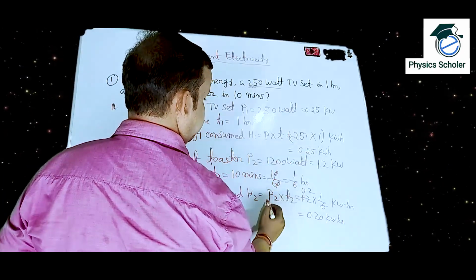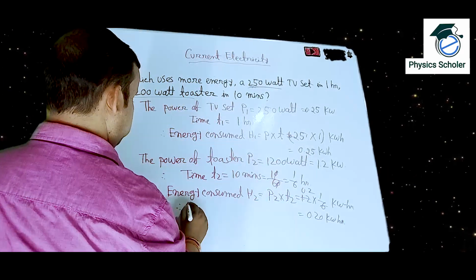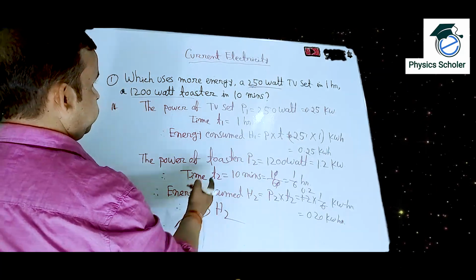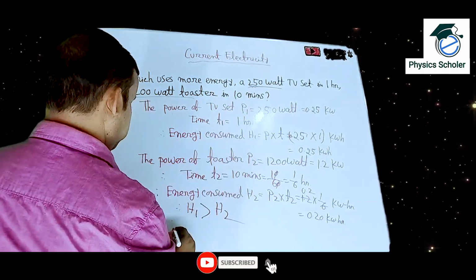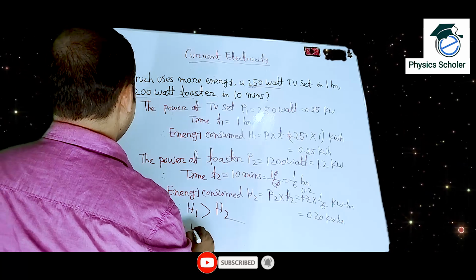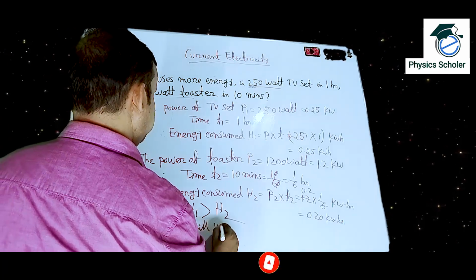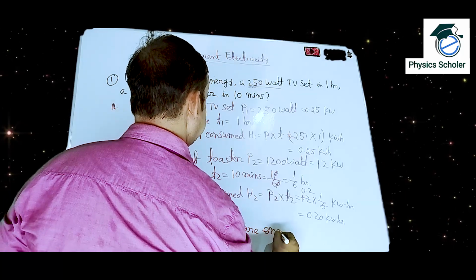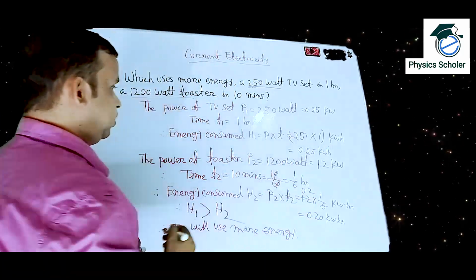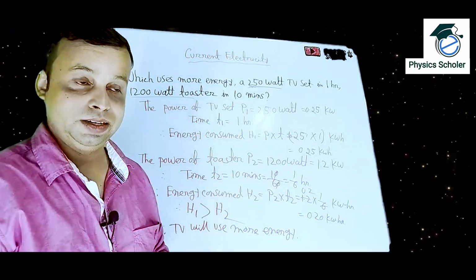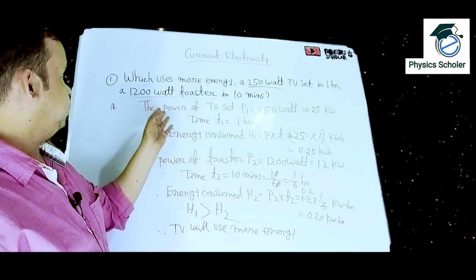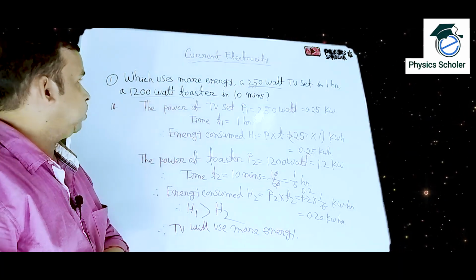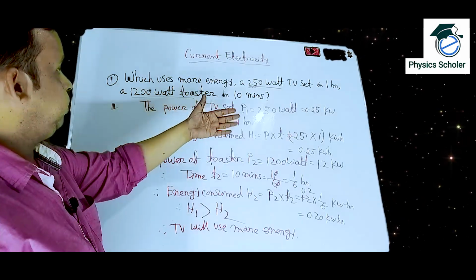So which one is greater? H1 is equal to 0.25, H2 is equal to 0.20. So H1 is greater than H2. That means H1, the energy consumed by the television, is greater. So TV will use more energy. Very simple but important sum. Which uses more energy? A 250 watt TV set in 1 hour or a 1200 watt toaster in 10 minutes.